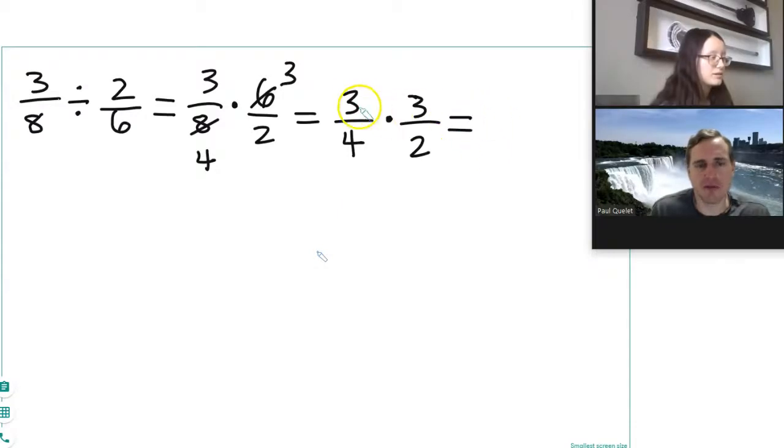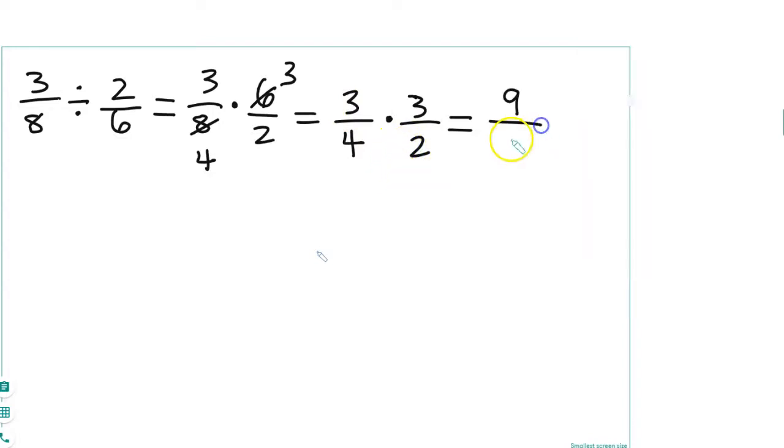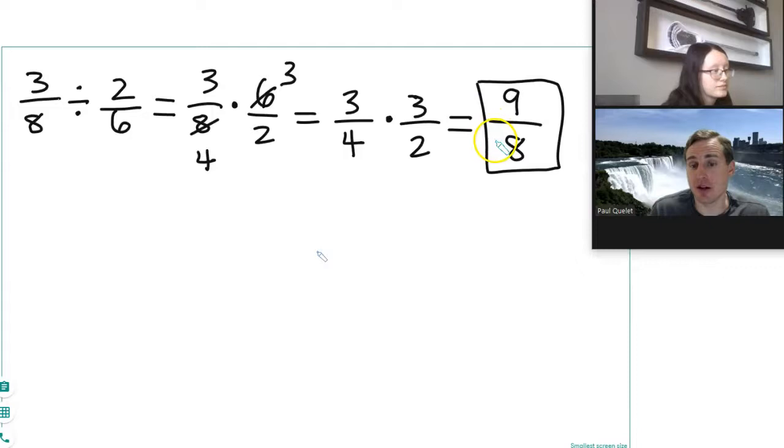And then what did we get when we multiply? That's 9 over 8. Yes. And then that's done because 9 is 3 times 3 and 8 is 2 times 2 times 2, so there are no factors shared. We're done, right? Is that okay? Yeah.